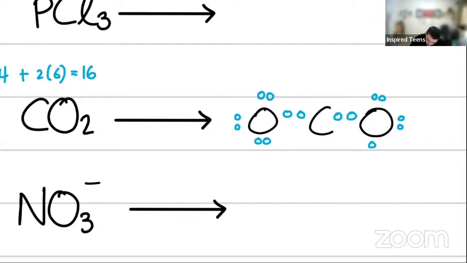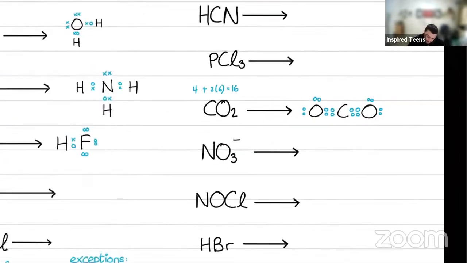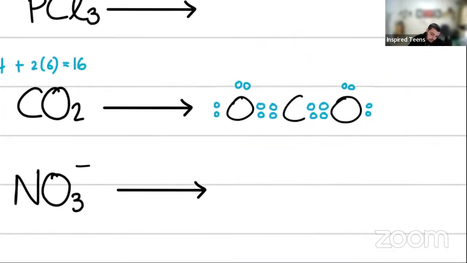Okay, so we followed the rules up until now. We've created a single bond between each atom. But now the central atom doesn't have 8, so that's when we start taking electrons from the outside to form double bonds. These lone pairs, we use to form double bonds. Okay, and that's the example with carbon dioxide.